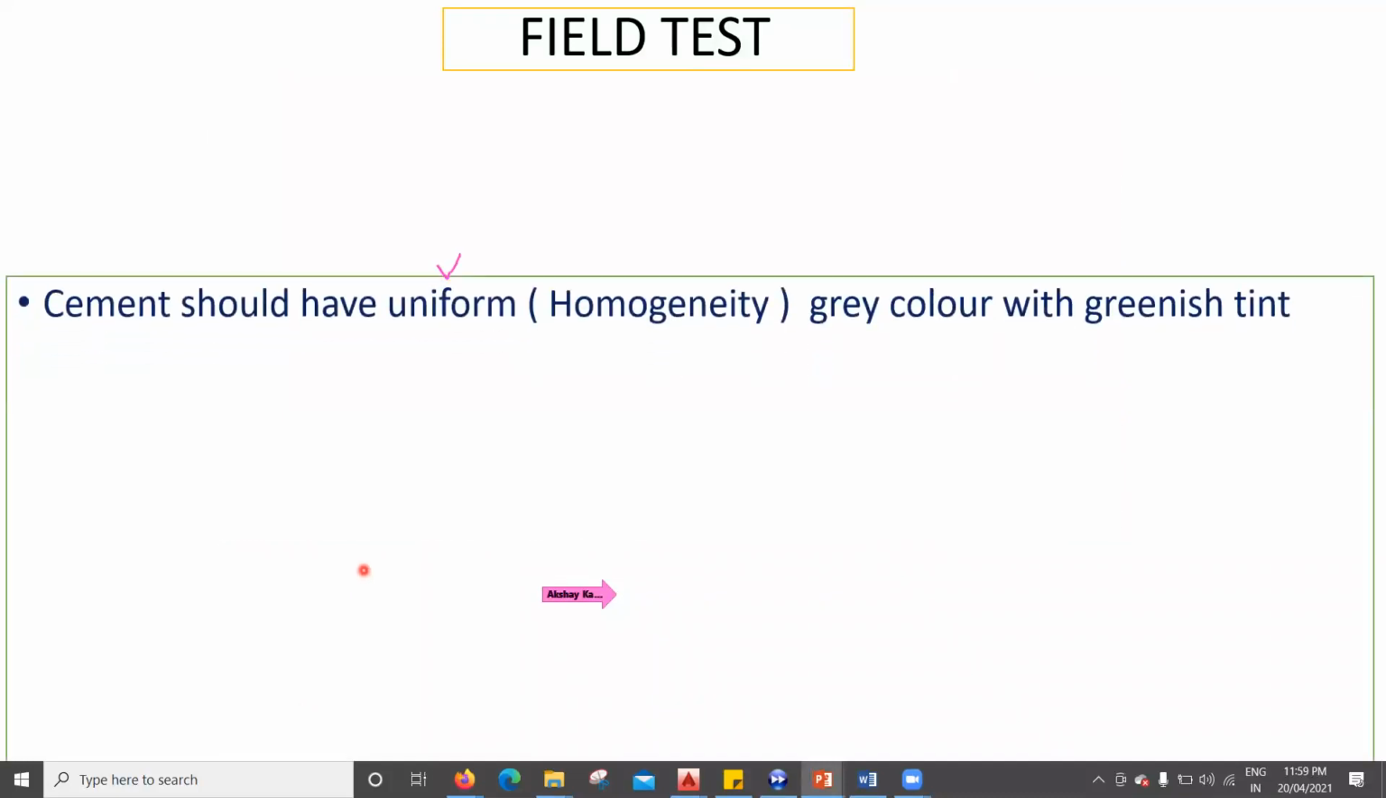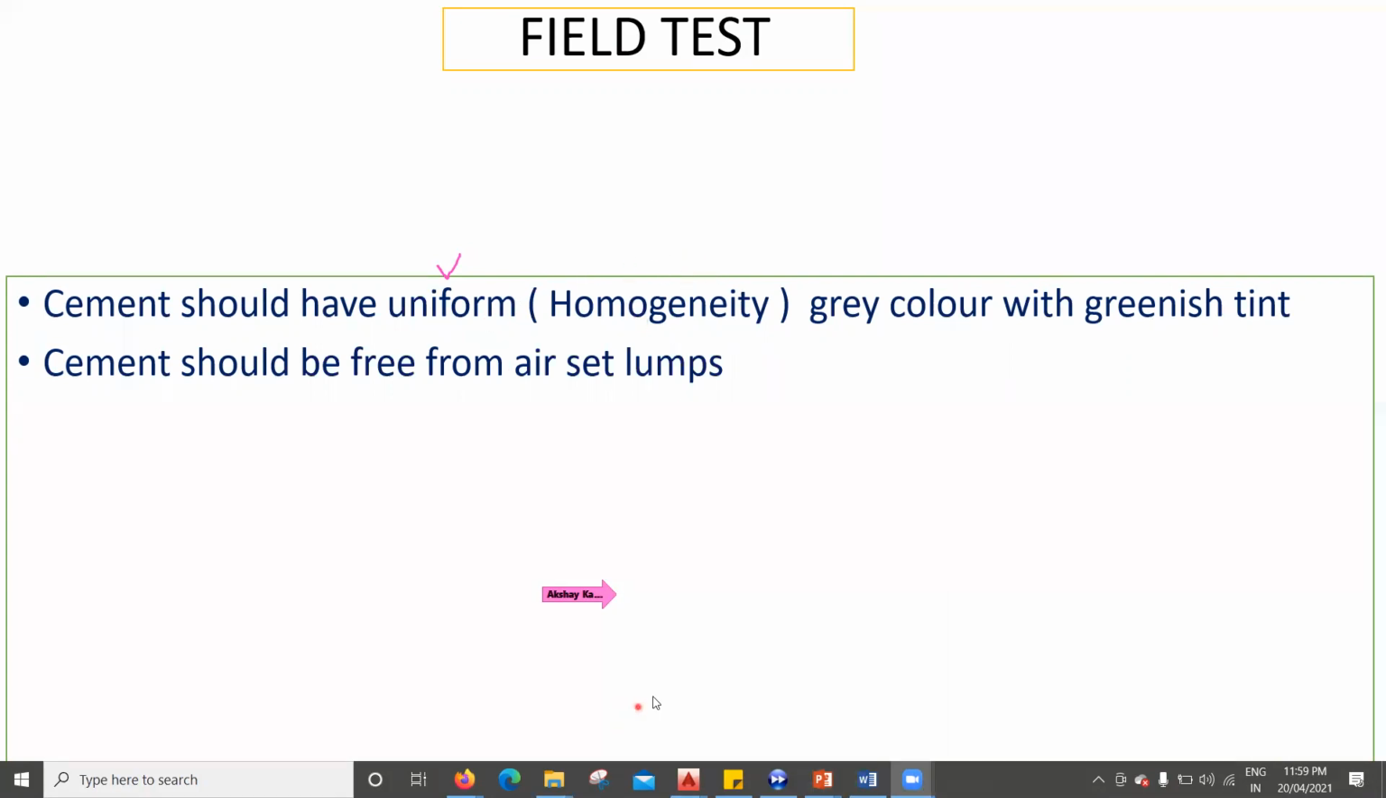In the field test, based on experience, the first thing is that the cement should have a uniform gray color with a greenish tint. That is, whenever you see cement, it should have a gray color with a small greenish tint, and it should be uniform. When it has a uniform gray color, that means there is homogeneity. Let us say you're taking a handful of cement, everywhere in this handful the color should be gray.